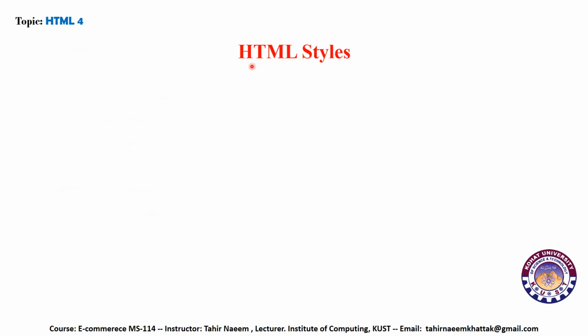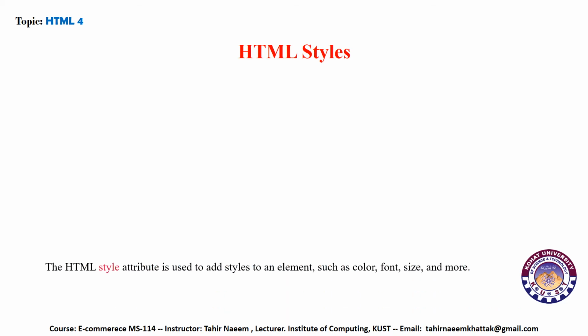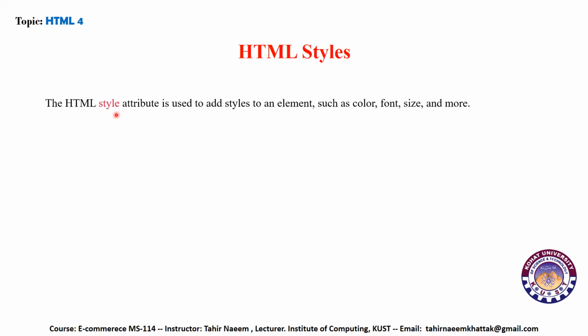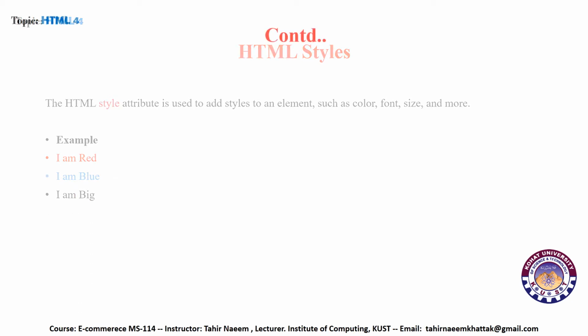First of all, we move on to HTML styles. The HTML style attribute is used to add styles to an element, such as color, font, size, and more. I will give you an example here. Here I am red. Here I have turned the color into red. I am blue. Here I have turned the color into blue.